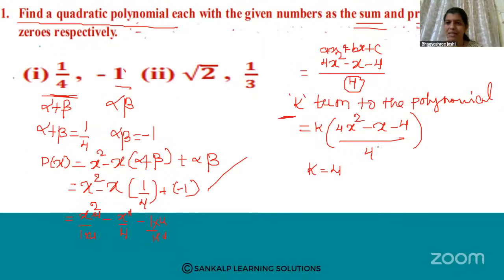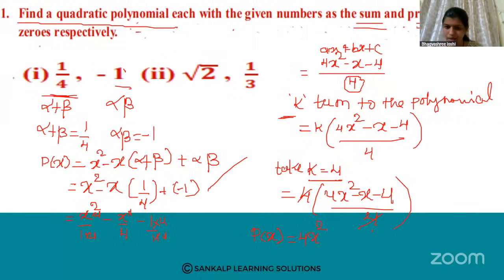Only I will get numerator, right? If I take k is equal to 4. So 4 into 4x square minus x minus 4 divided by 4. 4 and 4 will get cancelled. What you will get? P of x equal to 4x square minus x minus 4. Now this is in the form of ax square plus bx plus c. This is our required quadratic polynomial.